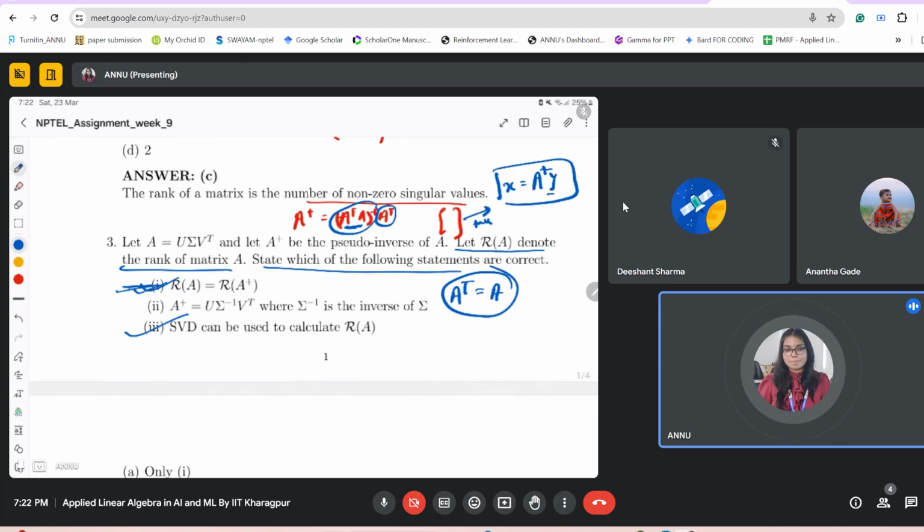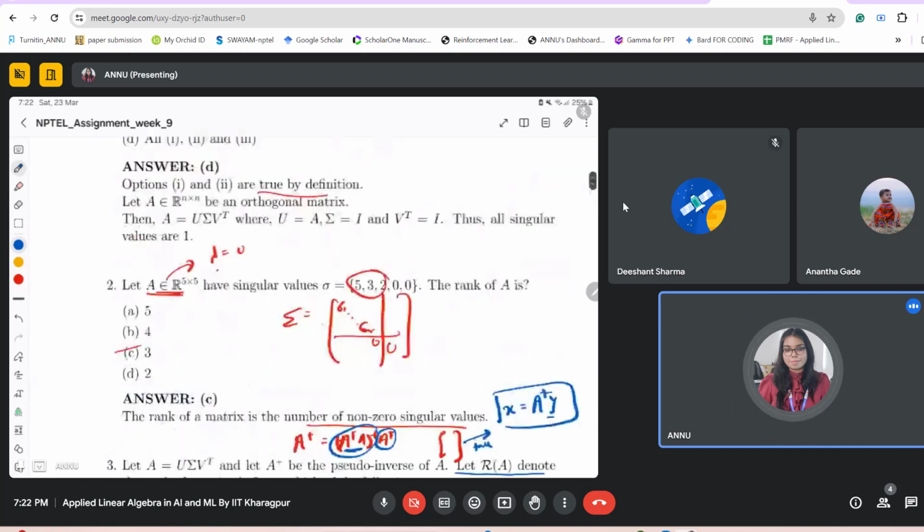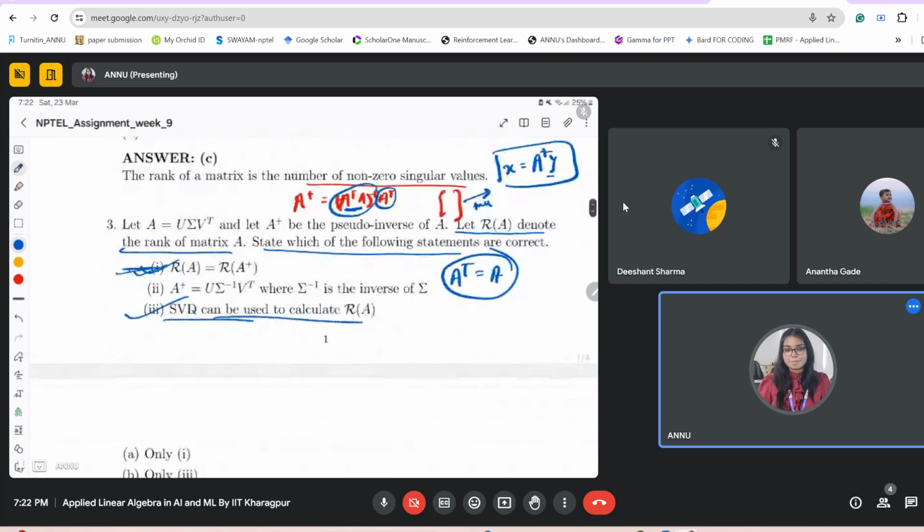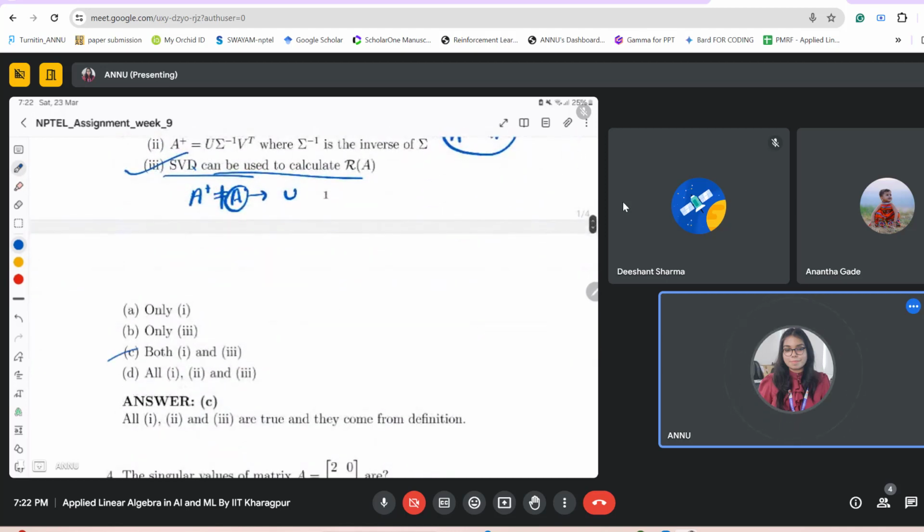And as we know, SVD can be used to calculate the rank of a matrix by counting the non-zero singular values. So this is correct. And why is this not correct? Because sigma I is an inverse of sigma. Okay, sorry. So this U and V will change definitely for A positive, because A positive is not equal to A. The calculation that is done for A, that U, will not be the same for A positive. So that's why the second is not correct, and the answer is C.